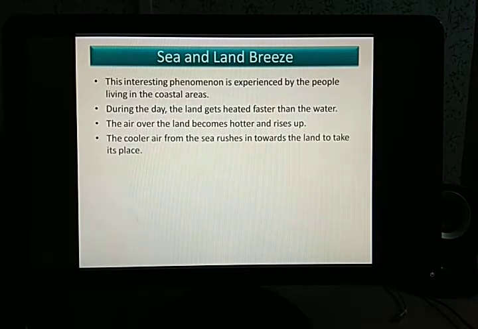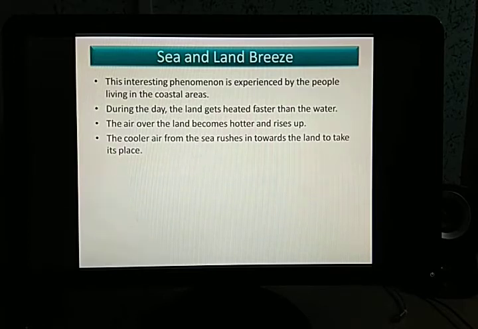Now the cooler air: as we know, the water is cooler than the land during the daytime, so the air blowing from the sea or the ocean will definitely be cooler. It will rush towards the land to take the place of the hot air, because the hot air will rise up and the land is still getting heated. This cooler air will come in its place, and then again this cooler air will start heating up.